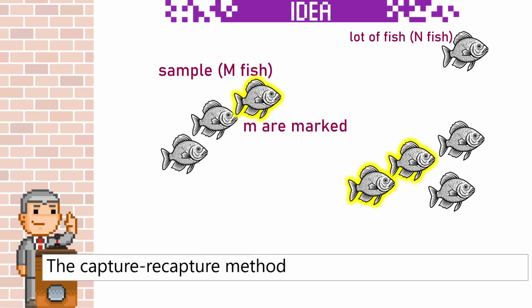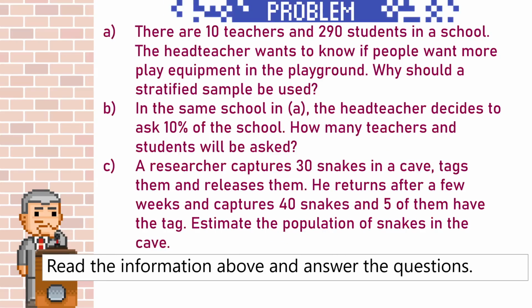The proportion between the marked animals and the population size will be the same as the marked animal and the second sample size. We can rewrite this as capital N equals little n times big M over little m. This gives us an estimate of the total population size of the animal within the lake. Let's go through some questions.